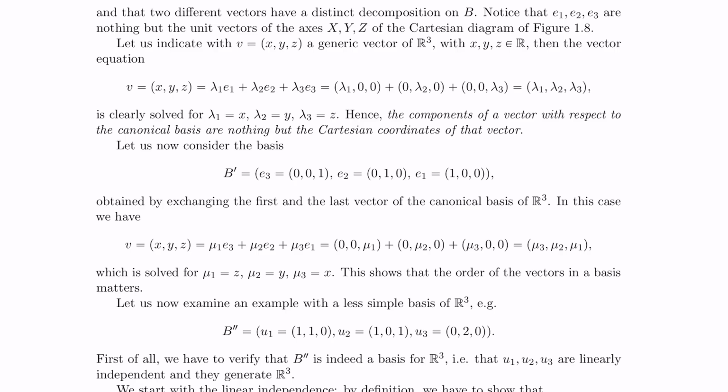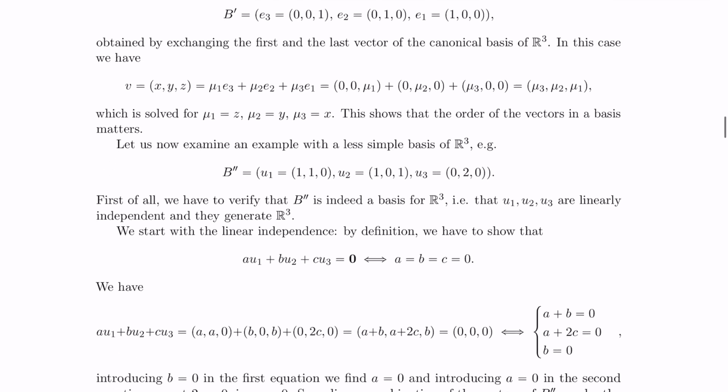Let's now discuss an example with a less simple basis of R3, this one here. We're going to see that the determination of the components of a vector with respect to this basis is associated with the solution of a system of linear equations. First of all, let's verify that this one is indeed a basis for R3. That is, u1, u2, and u3 are linearly independent and they generate R3.